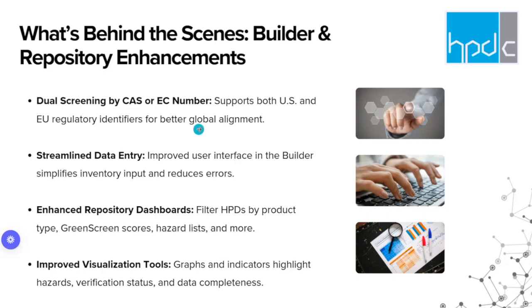The other nice thing about this is the EC number. Many times there will be multiple EC numbers to one CAS number, so it will allow for more specificity within some of these inventories, especially for the EU market, who has a much different regulatory environment than the US and North America. Again, streamlined data entry. So a lot of the improvements we're trying to make is just to make it easier and easier to do this complicated work. So we're going to continue to make this an important effort.